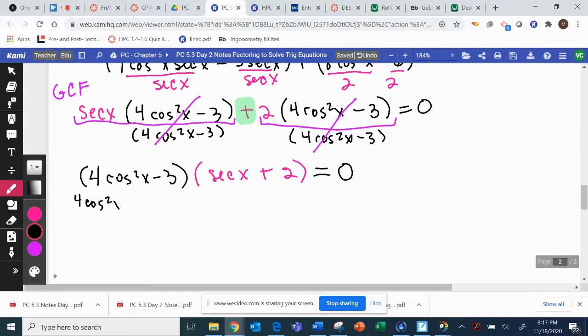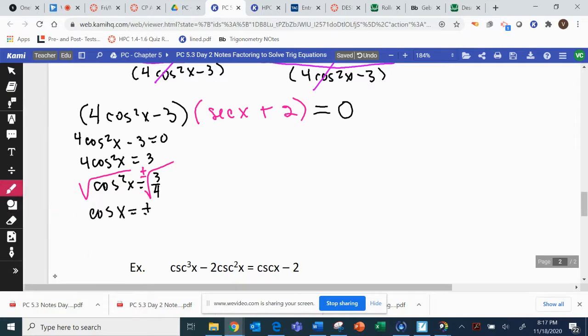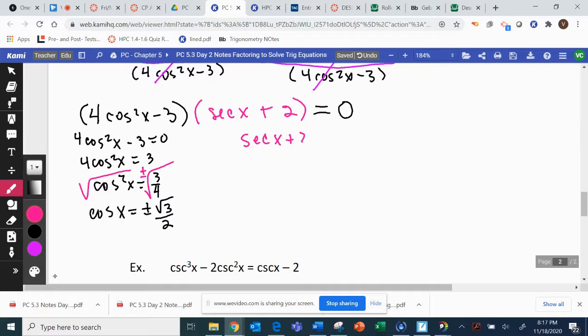So 4 cosine squared x minus 3 equals 0. So 4 cosine squared x equals 3. So cosine squared x equals 3/4. Square root both sides, plus minus. And I get cosine x equals plus minus square root 3 over 2. Over here, we've got secant x plus 2 equals 0. So secant x equals negative 2. I'm going to think about that being cosine x equals negative 1/2.